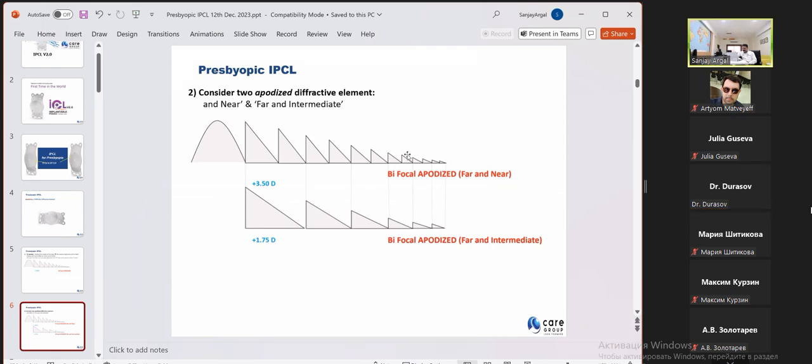Because here the number of steps is more. And in the lower structure, the number of steps is less.